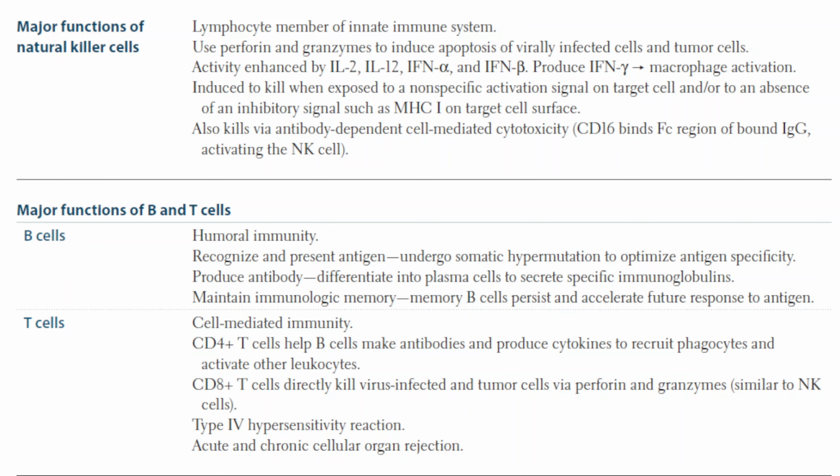Cell-mediated immunity. B cells are humoral immunity, and T cells are cell-mediated immunity. So remember, we have two kinds of T cells, CD4 and CD8. CD4 T cells are helper T cells. They help B cells make antibodies and produce cytokines to recruit phagocytes and activate other leukocytes. That's CD4. And CD8 T cells are directed to kill virus-infected and tumor cells via perforin and granzymes.